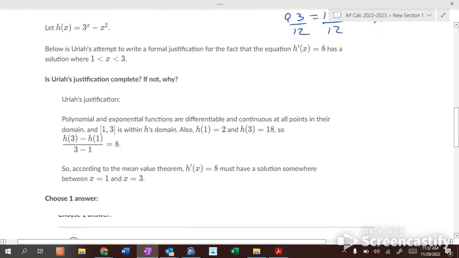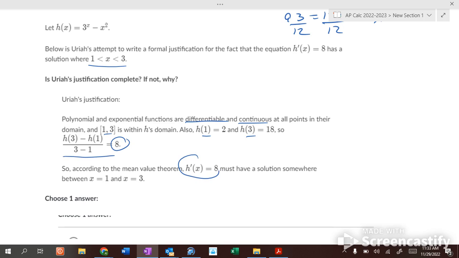Below is Uriah's attempt to write a formal justification for the fact that the equation, the first derivative equals 8, has a solution somewhere between 1 and 3. Is the justification complete? So, they say that this function is differentiable and continuous, so it has a derivative, so you can take a derivative of it, and it's in between the endpoints. So they found h of 1, h of 3, did the math to get 8.